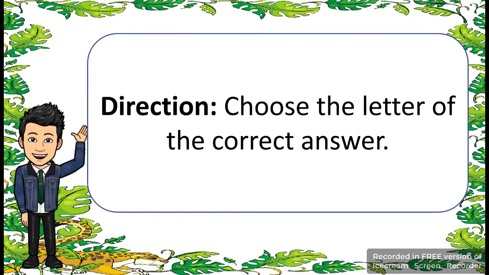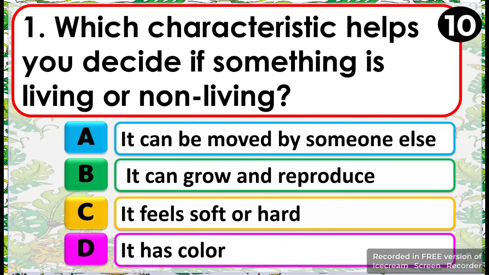For your last activity, direction: choose the letter of the correct answer. Number 1. Which characteristics help you to decide if something is living or non-living? A. It can be moved by someone else. B. It can grow and reproduce. C. It feels soft and hard. D. It has color.